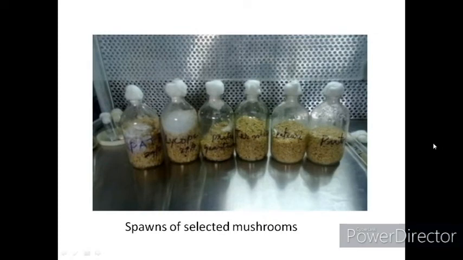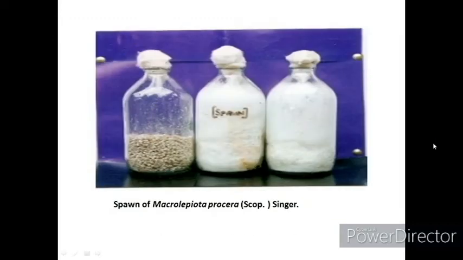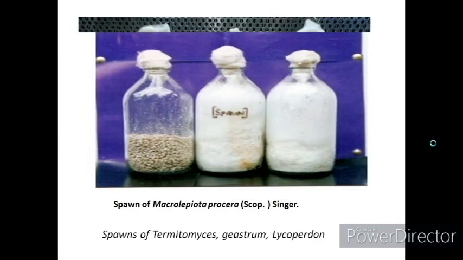Okay. Here you can see in the bottles which contain boiled sterilized wheat grains, the pure culture which we had obtained from the fresh mushrooms in the PDA slants is transferred into these bottles so that there is growth of mycelia which can be used for mushroom cultivation. Here you can see the fully grown mycelium is ready for mushroom cultivation. So this we call spawn of the mushroom.